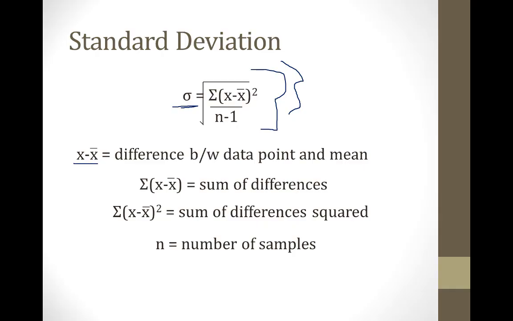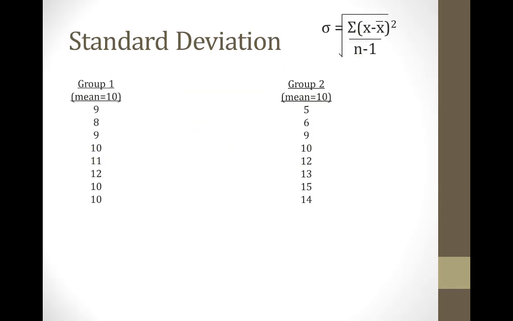X minus X mean is the difference between each data point and the mean, and the sum of all the X minus X means is the sum of all the differences. So you're adding up how far away each data point is from the mean. Then you're going to square those differences, and then you're going to divide by the number of samples minus 1, and then you're going to take that entire thing and take the square root of it right here. So let me show you how you would do this for 2 different data sets.